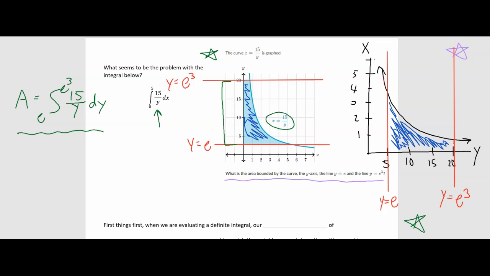But the idea still holds, right? The idea that we're finding the function, in this case it's x equals 15 divided by y, and we're integrating that over a specific interval, that's going to give us the area beneath that curve, or between the curve and the x-axis.